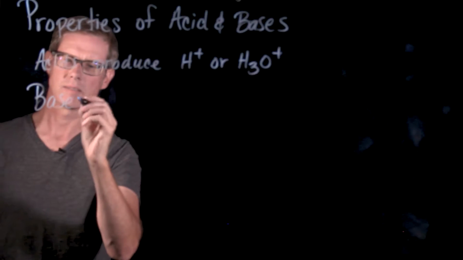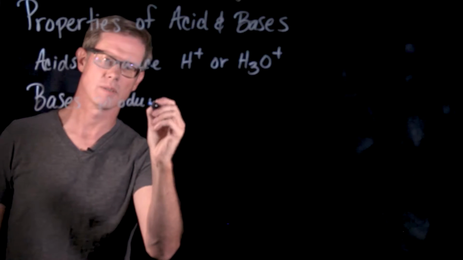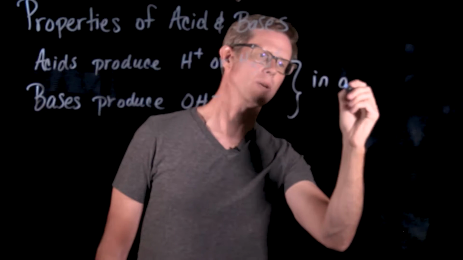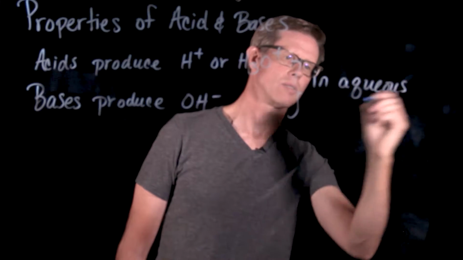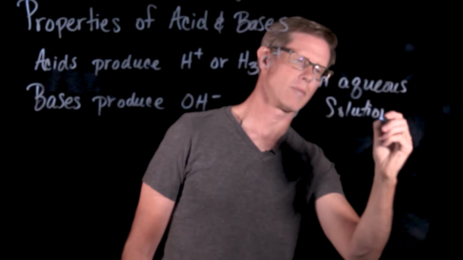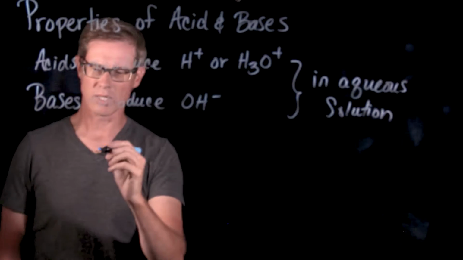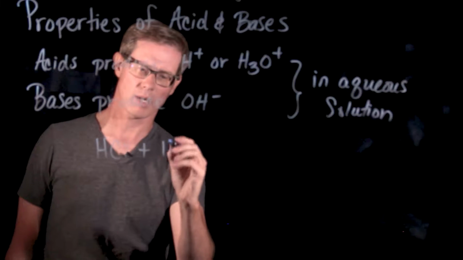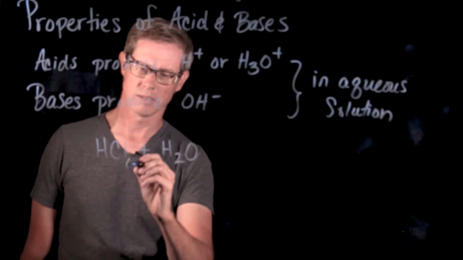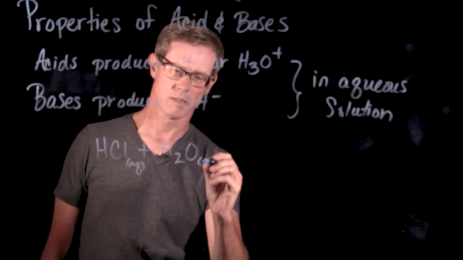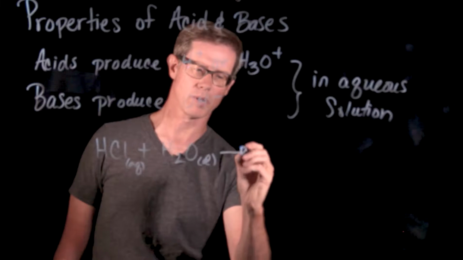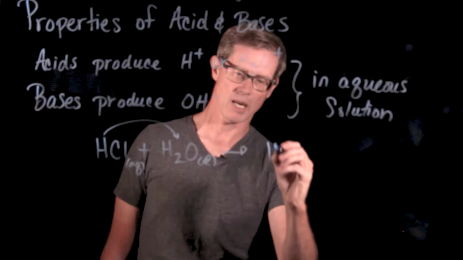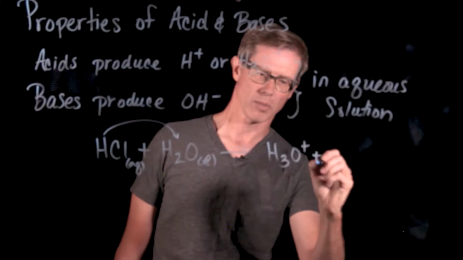Bases produce OH minus. And both of these are in aqueous solution. So if I was to write a chemical equation, I might say I take HCl and I react it with H2O. And this produces, this hydrogen is going to actually jump over to this guy to make H3O plus plus Cl minus.